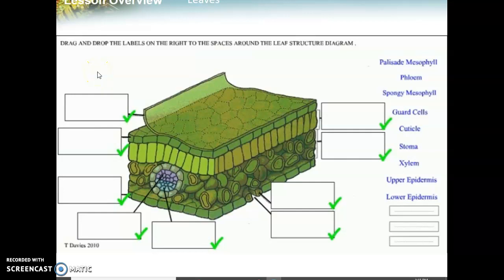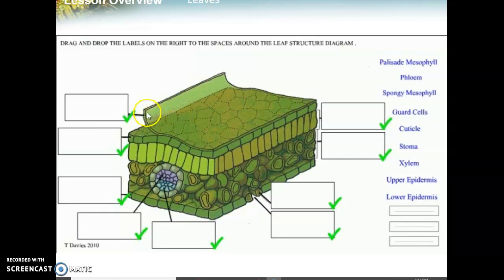Hello everyone, Mr. Harper here, and let's continue our discussion on the parts of a leaf and their purposes, the anatomy and the physiology of leaves. So we finished this diagram here the last class we met. And I want to remind you of some things.